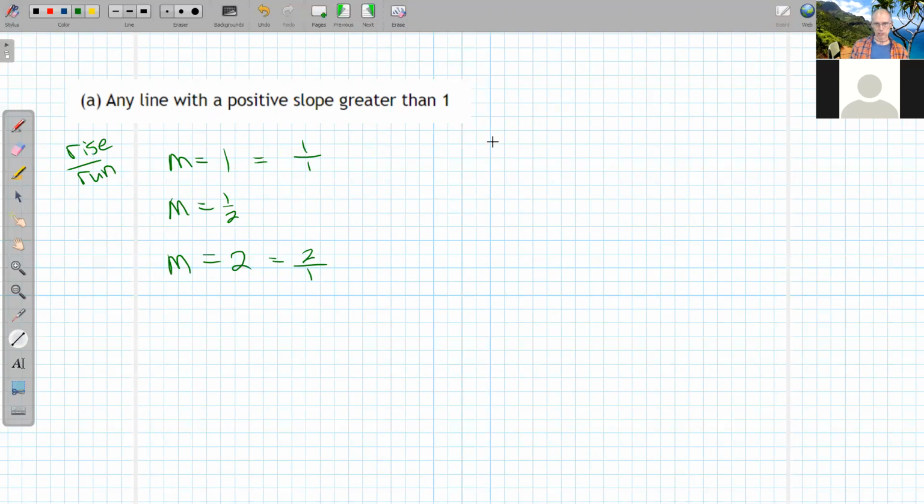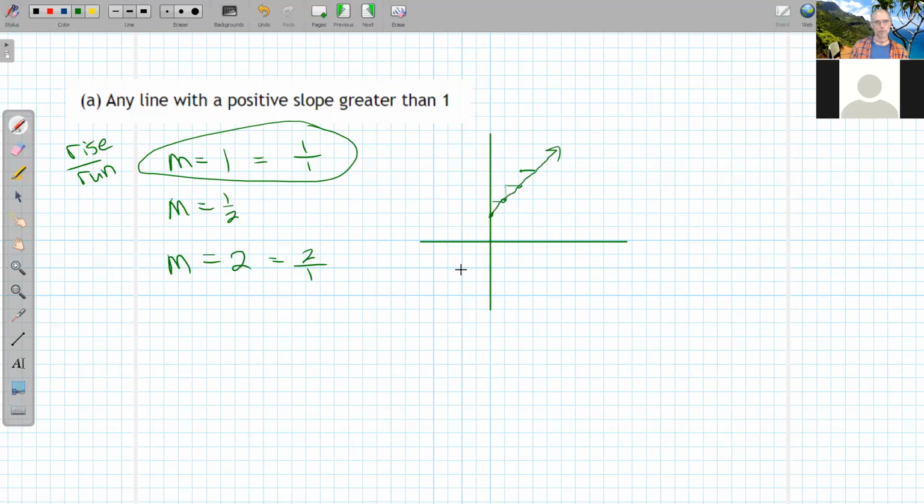Let's first get a y-axis and an x-axis. If something is going to have a slope of 1, let's stick with green for this one, then from any point, it would have to go up 1 over 1, up 1 over 1, up 1 over 1. And so head up like that.